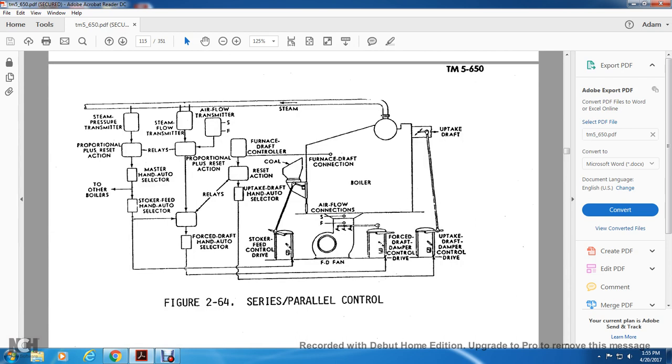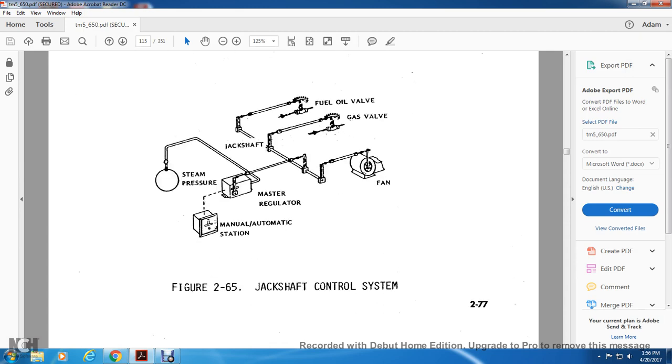steam going into the airflow transmitter, steam pressure transmitter, steam flow transmitter, proportional plus reset, proportional plus reset, master hand auto selector to other boilers, stoker hand auto selector, and forced draft hand auto selector. From the proportional plus reset, actuator action and stoker hand auto selector to the forced draft hand auto selector, stoker and feed control valve, forced draft damper control drive, uptake draft damper control drive, airflow sections, coal and furnace draft connection, boiler furnace draft control, reset action, uptake draft hand selector and uptake draft. Jack shaft control system, manual automatic station, master regulator, steam pressure, jack shaft, fuel oil valve, gas valve, fan.